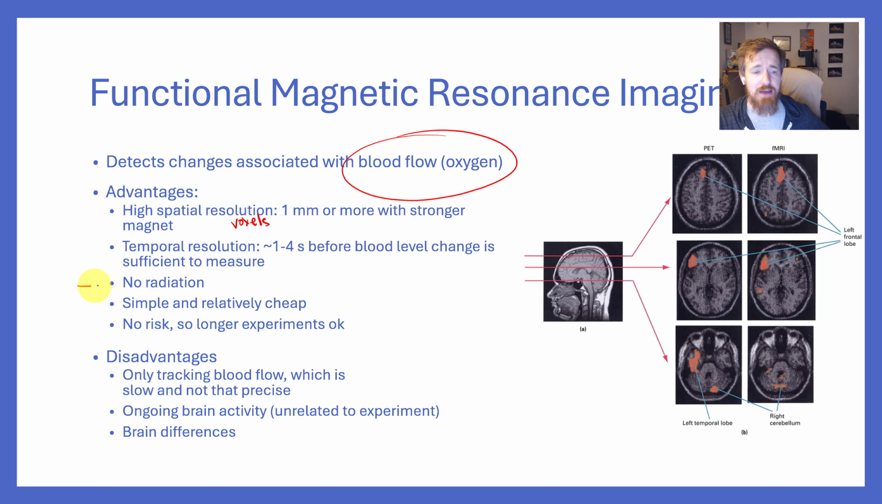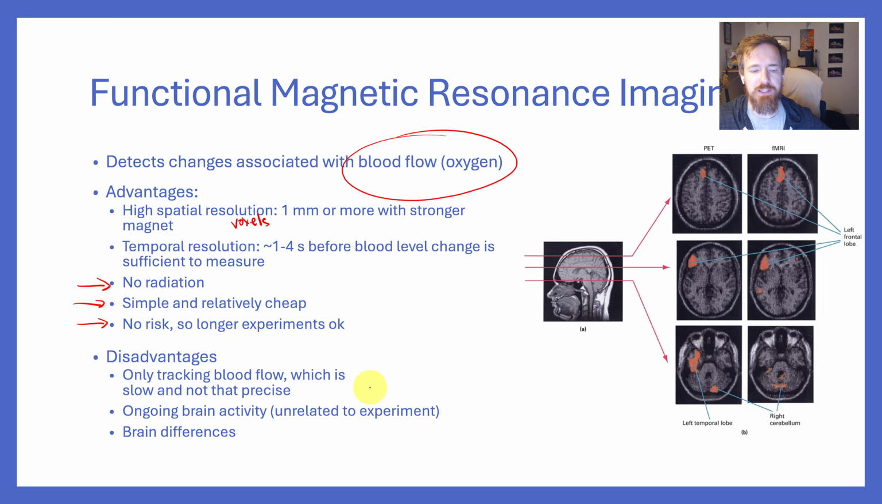Another advantage is it doesn't have any radiation involved. It's relatively cheap compared to PET imaging, and it's okay if you get scanned multiple times a month with this, because there are no long-lasting outcomes from having your brain scanned with that magnet.